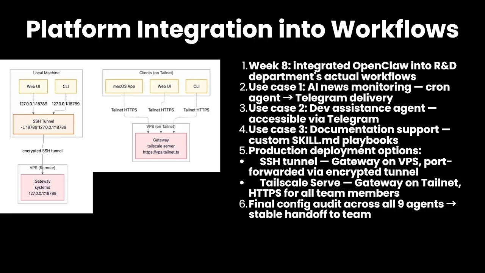and deploy playbooks. I also documented the production deployment architecture shown on the left: an SSH tunnel, where the gateway runs on a VPC and team members connect through an encrypted tunnel, keeping it off the public internet entirely; and Tailscale Serve, where the gateway is accessible over a private tailnet with HTTPS for all team members. The week concluded with a final configuration audit across all 9 agents and a completed handoff.